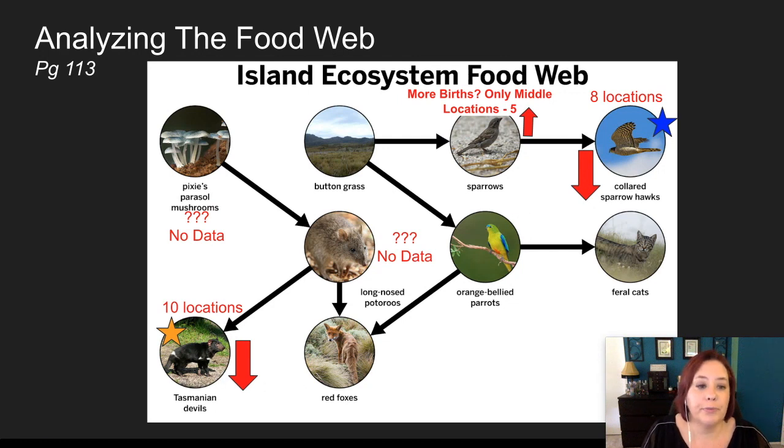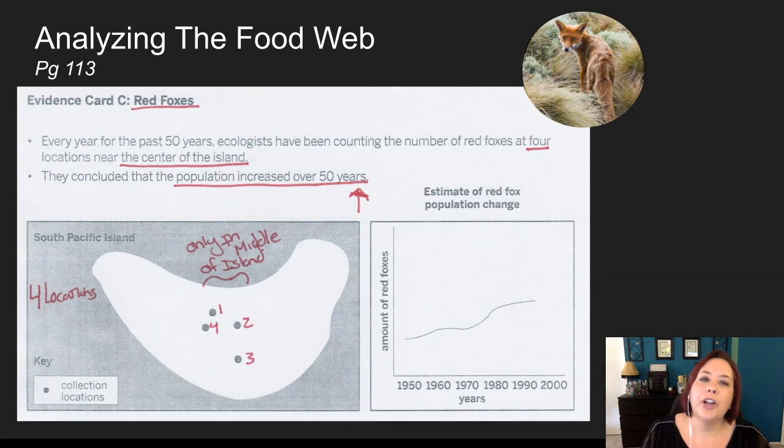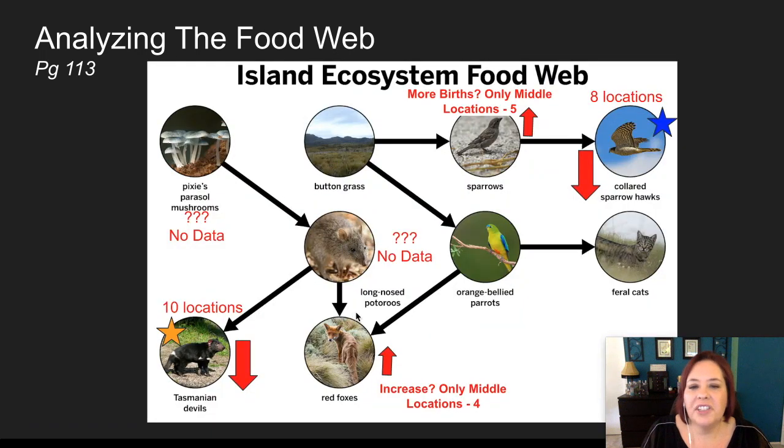So looking at evidence card C, the red foxes, scientists took data from 4 different collection locations. Again, these are only in the middle of the island like the sparrows, and they concluded that the population increased over 50 years. So again, we don't have as many data collection sites as with the Tasmanian devils, and they're not spread out as far. So this is an okay piece of evidence. So I've got my arrow going up here. I'm indicating there's an increase, question mark, that they only collected from the middle locations and there's only 4 of them.